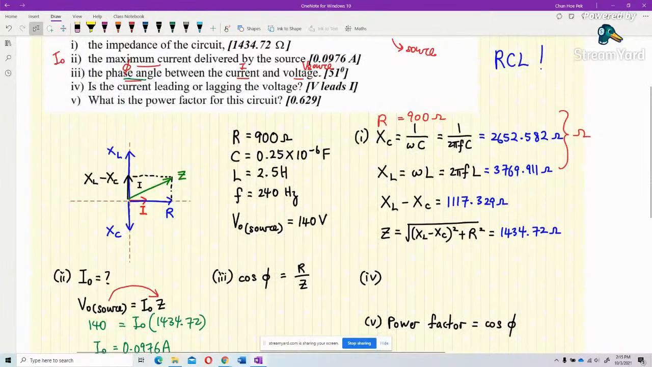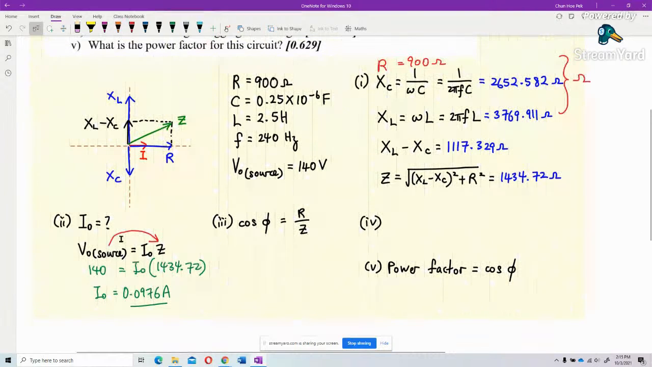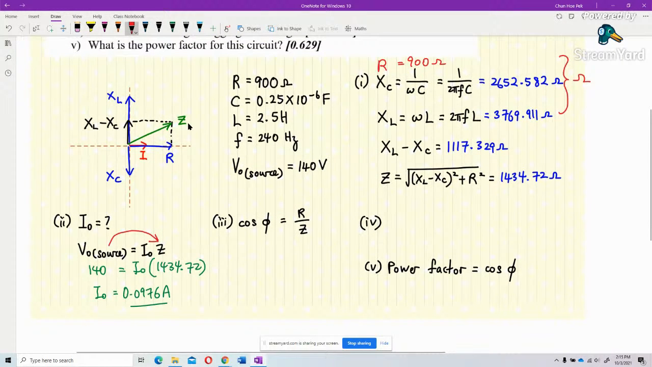In this diagram, we only have the Z. You see, we only have the Z. Current is with the resistor. So where is the V source? I told you before, V source is for Z. So V source is parallel with Z, together with Z. This is the V source, over here, so the same direction as Z.